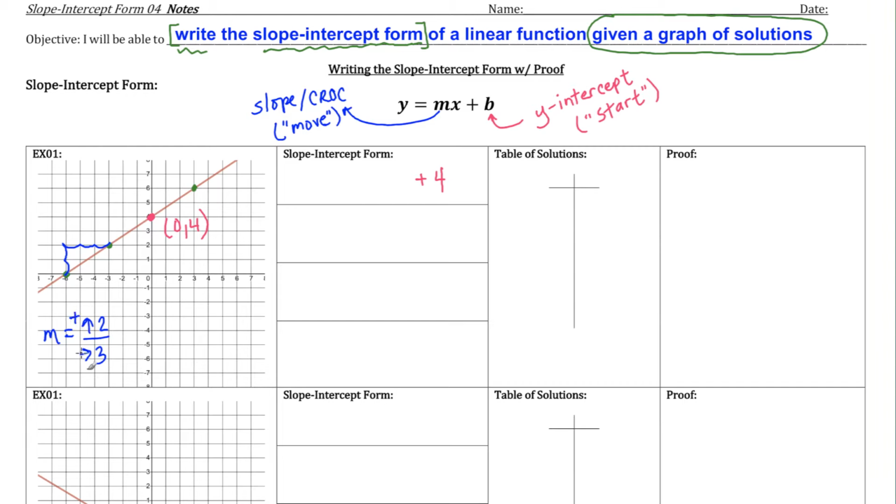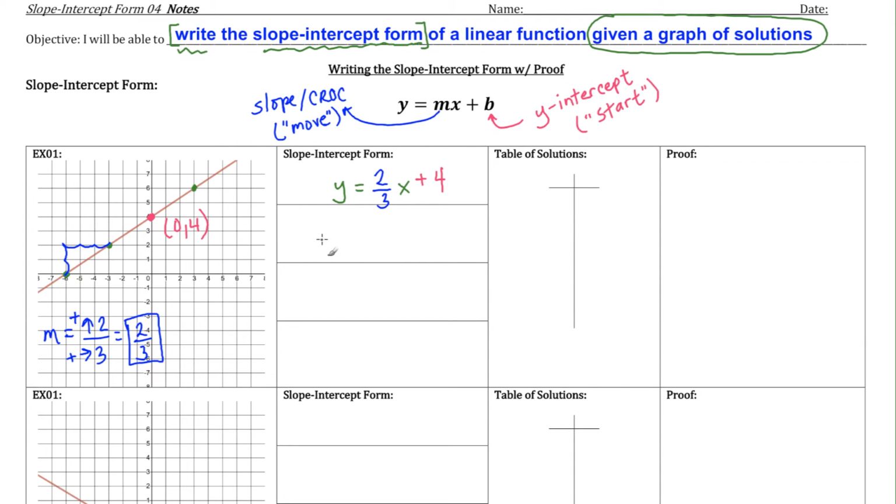If we move up, it's positive. If we move right, it's positive. A positive over a positive is a positive 2 over 3. So 2 over 3. Then we have our y equals and our x. That kind of looks a little far away, so I'm going to rewrite that a little bit differently. So 2 thirds, and then I'll write the x right here, equals y.